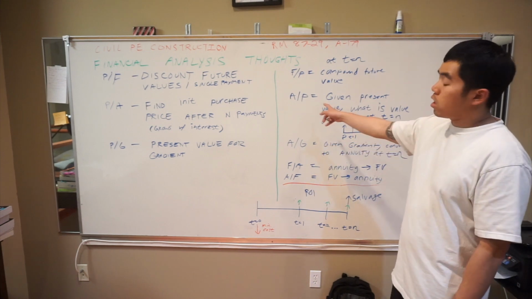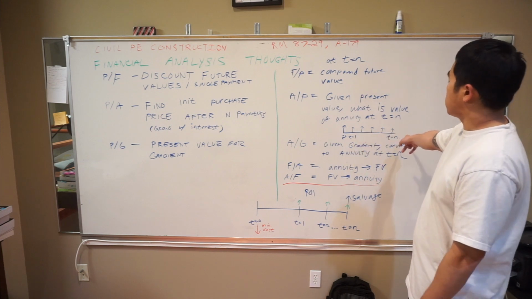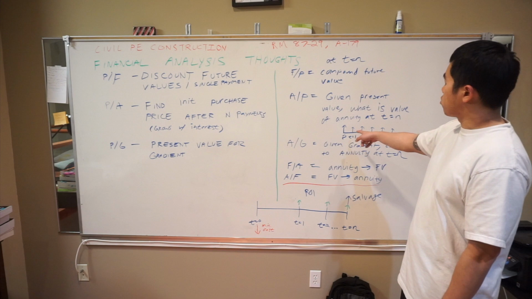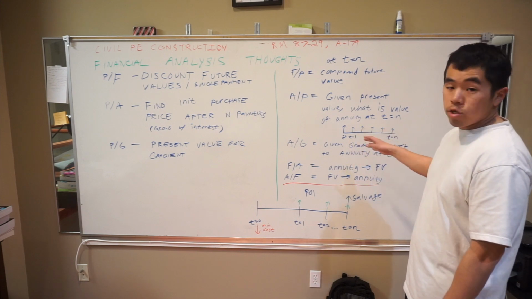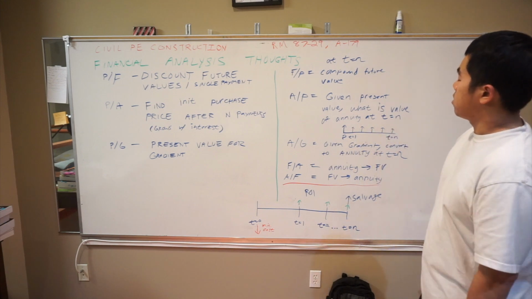A/G is just like A/P, except the gradient is going higher at each interval, each unit of time. So t equals 1 will be this high, and then t equals 2 it gets a little bit higher, whereas this one just stays flat.